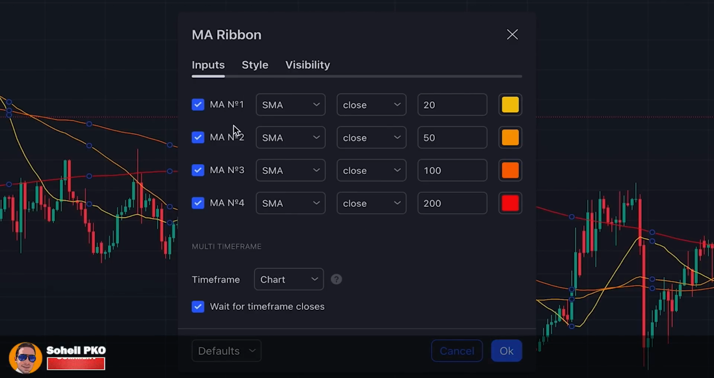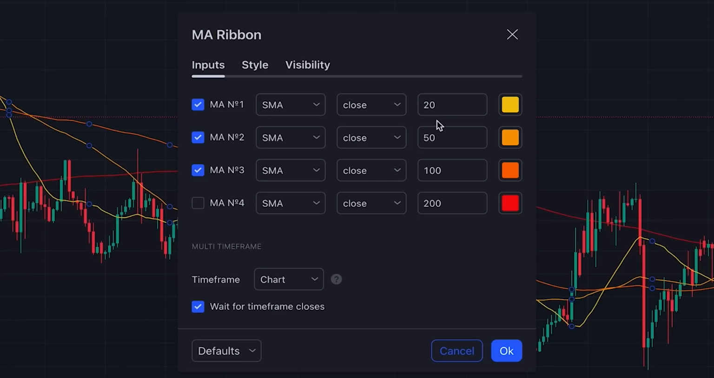Alright, for the first ribbon, we need 3 moving averages, so we remove one of them. 3 of them should be simple moving averages, which by default they are set on simple moving averages, and 3 of them should be set at 72. So here we set 72 for them.